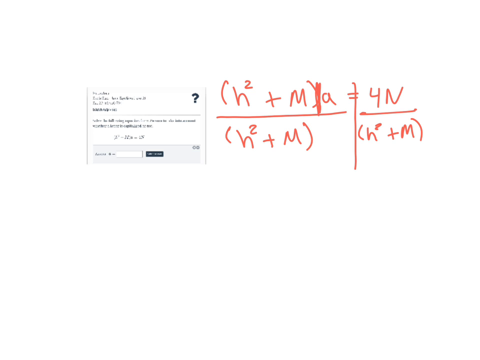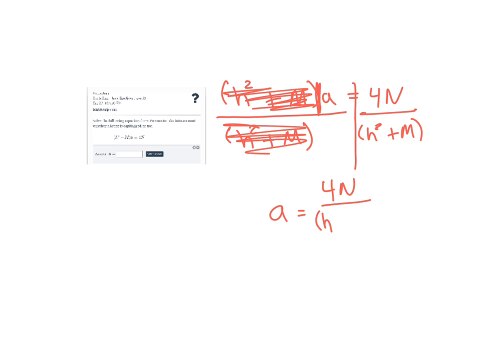Now what that does is just like before, it cancels out this because that's going to equal 1. Okay? So that is 1a that is left over. And now we just have to rewrite this 4n over h squared plus m because we can't combine it. There's no other math that we can do at this level. So that's what that solution is going to be.